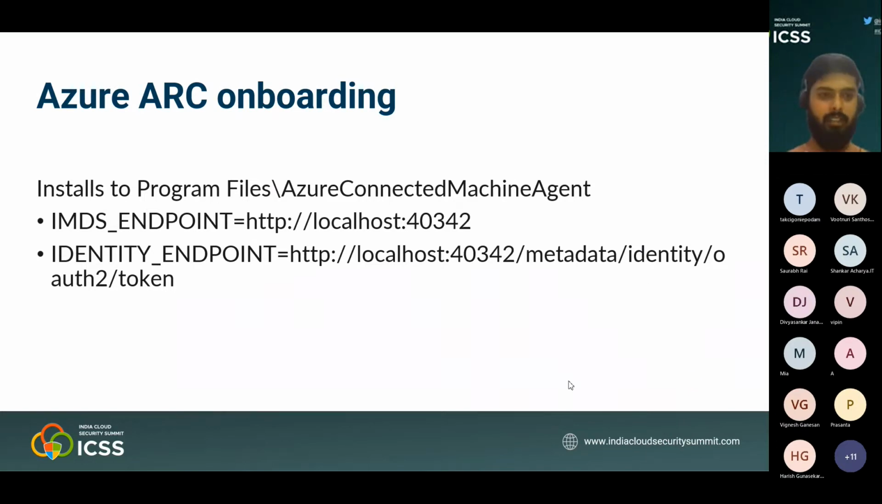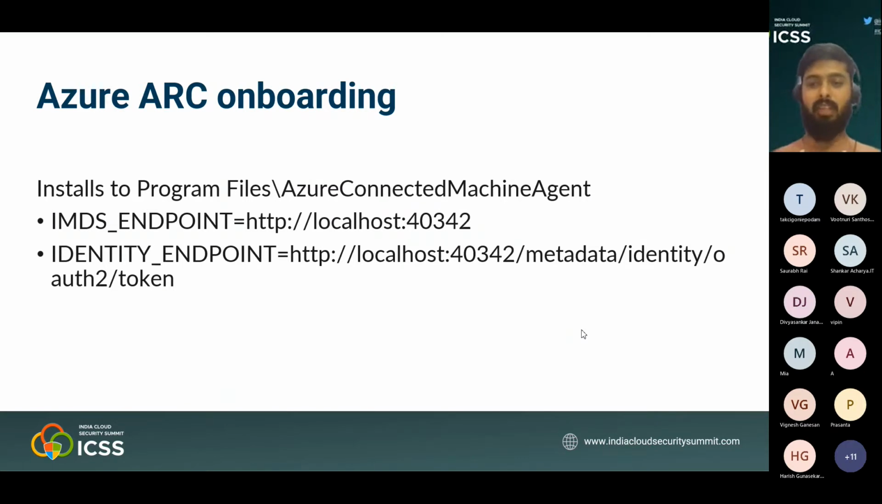IDMS is your instance metadata service. If you look at IDMS on an Azure virtual machine, there is an IP address, I think it's 169.254 something something. It's a non-routable IP address, and you can actually fetch the credentials and the metadata about the machine. Just search for IDMS in an Azure virtual machine and you'll get an endpoint called 169.254 something something.